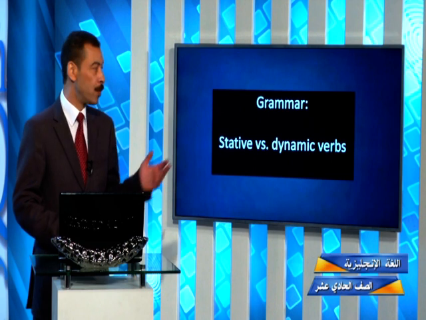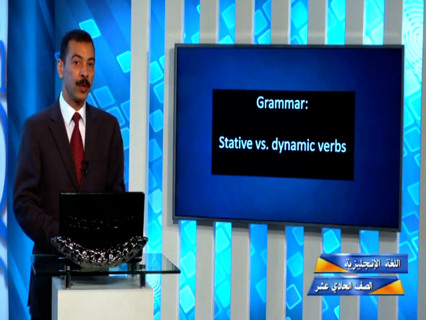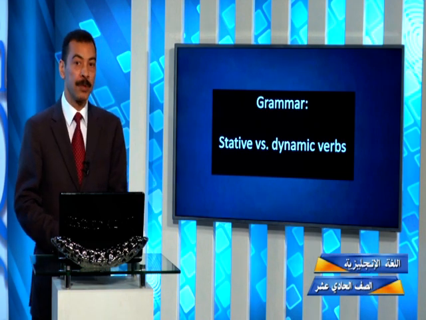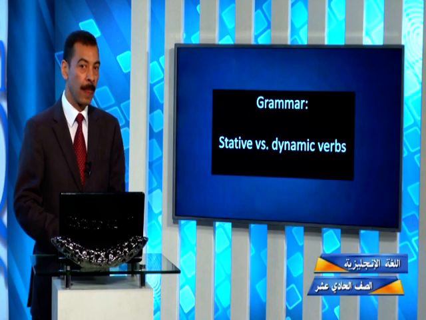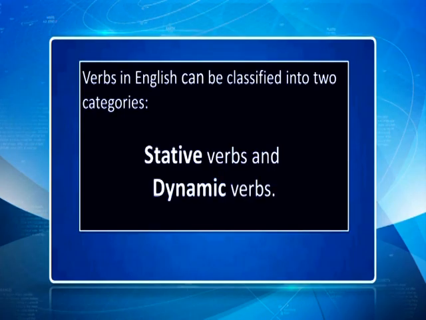All right? As the words imply, a stative is a verb which talks or describes a state, whereas dynamic are verbs which describe actions. Sometimes we call them action verbs. Okay, now please let's go and see the difference between stative and dynamic verbs. In English, verbs can be classified in two categories, which are stative verbs and dynamic verbs. All right? We are going to talk about each one in isolation.